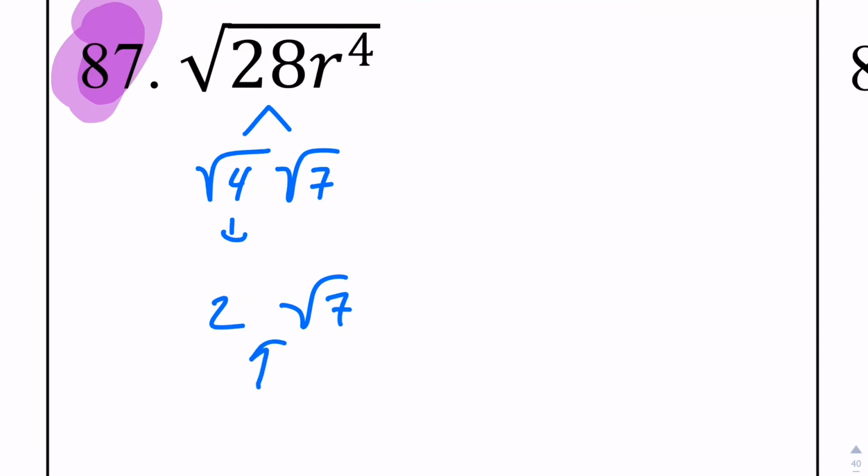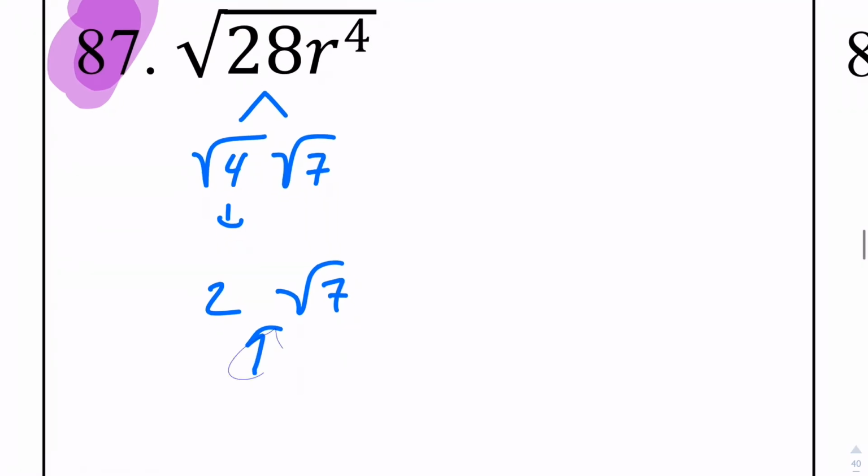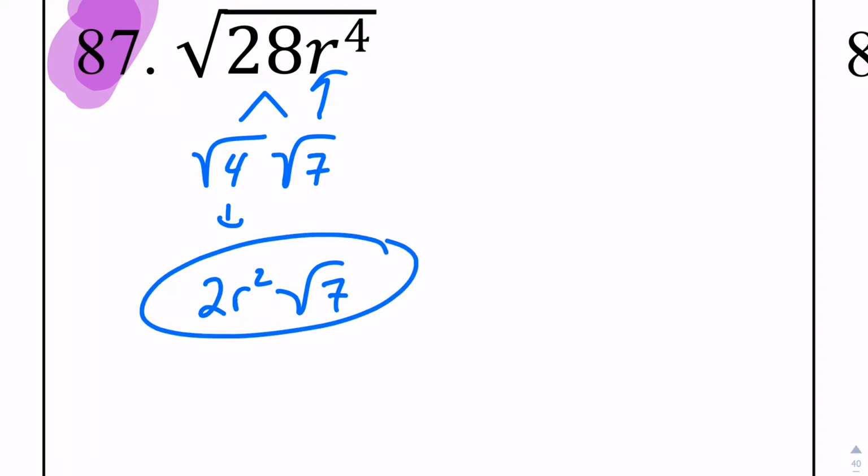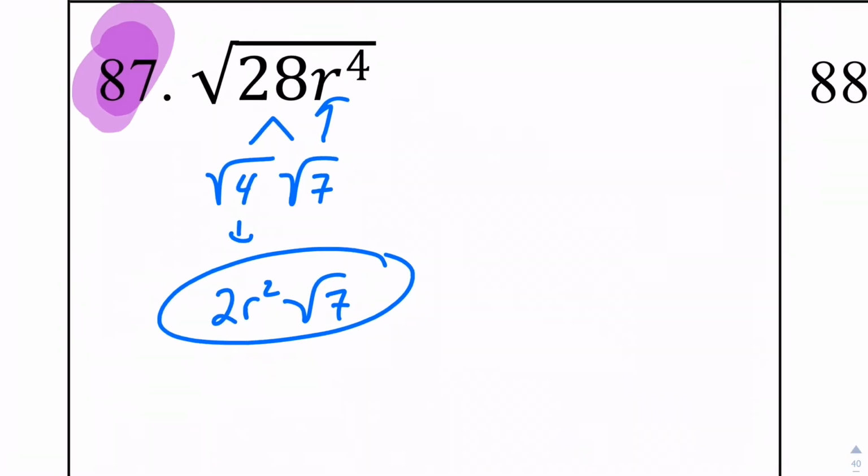Notice I've left a little bit of space here because now I'm going to deal with the variables. I have r to the 4th. That means I have 4 r's. That means I have 2 pairs of r's. So on the outside is 2r squared, meaning r squared means 2 pairs of r's, and then the square root of 7 is left over underneath.